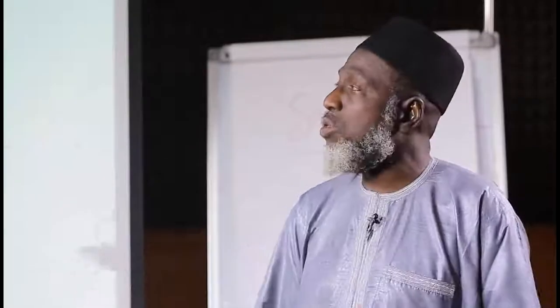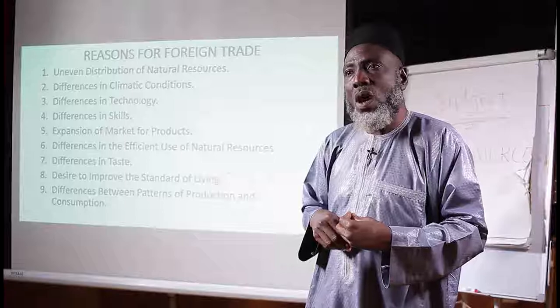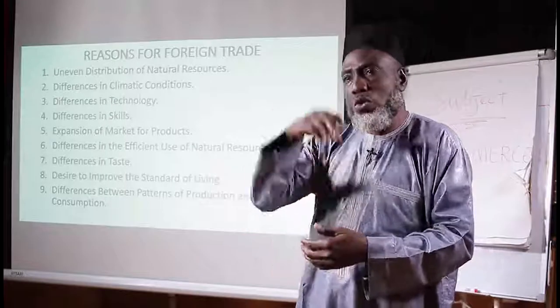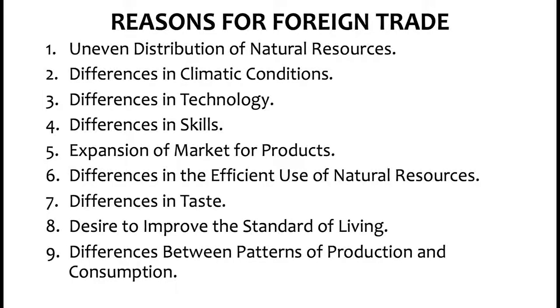This results in a lot of differences in terms of what we produce agriculturally. So we sell to you what we produce, our agricultural products, and you sell to us too. Number 3, difference in terms of technology. There are countries that are technologically advanced. They produce so many things which we can't produce. So we buy from them. We sell to them too.